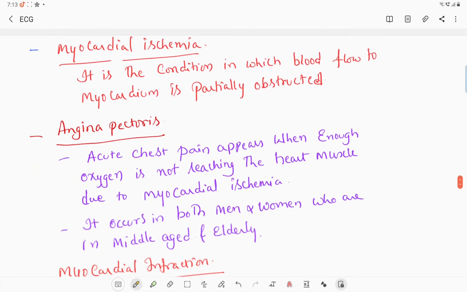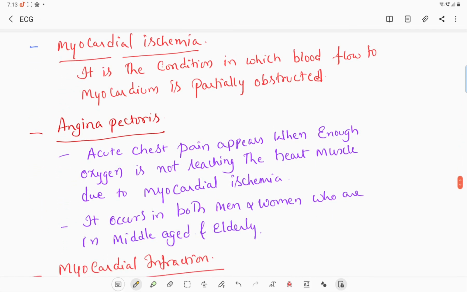Next one is myocardial ischemia. What is myocardial ischemia? It is a condition in which blood flow to the myocardium is partially obstructed, and it is usually accompanied by angina pectoris.